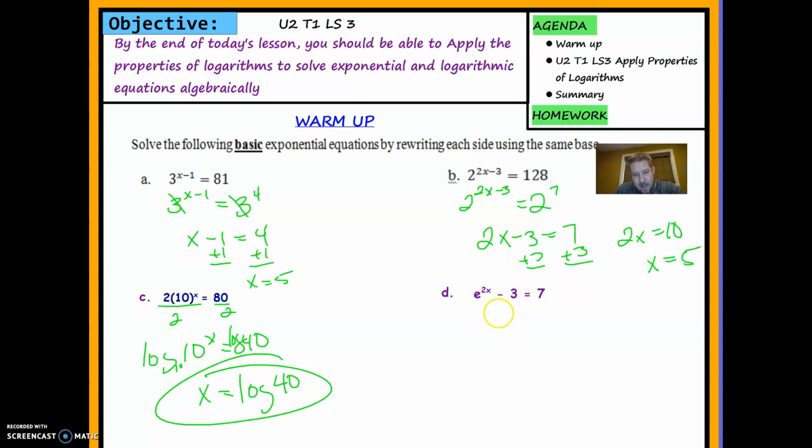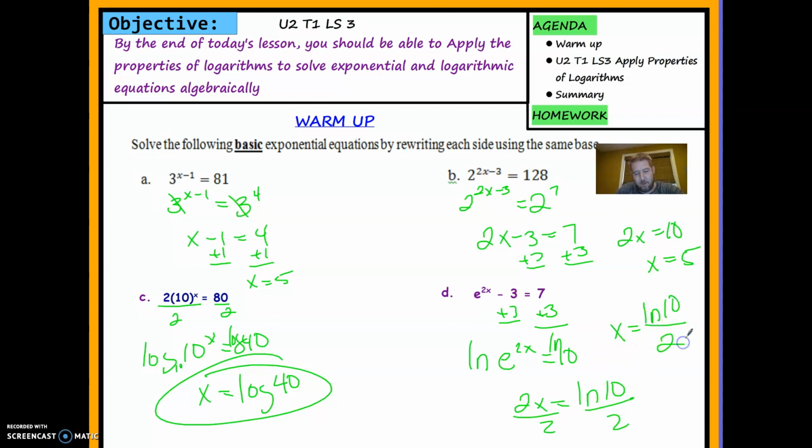For d, in this case, I'm going to add 3 to both sides, and that gives me e to the 2x power is equal to 10. Now, the inverse of exponentials is ln, which stands for natural log, which is really log base e. So log base e of e to the 2x, these basically just cancel out in this case, but whatever I do to one side, I have to do to both sides. So I end up with 2x equals natural log of 10, and then divide both sides by 2, and there's your answer. x equals natural log of 10 over 2.